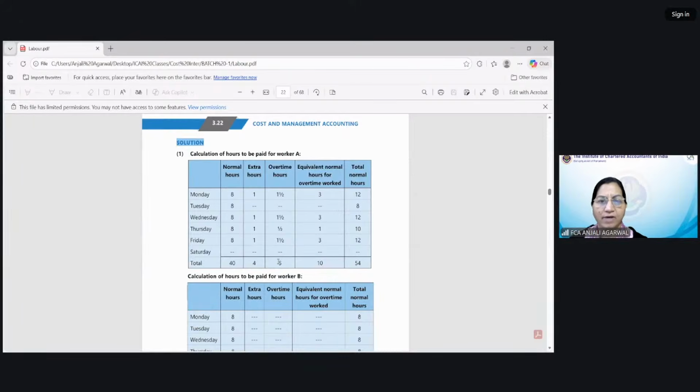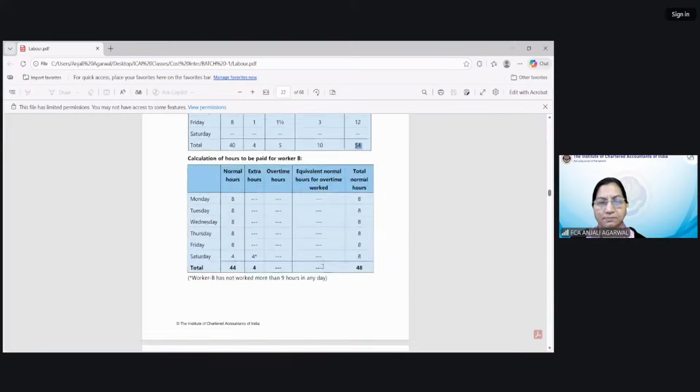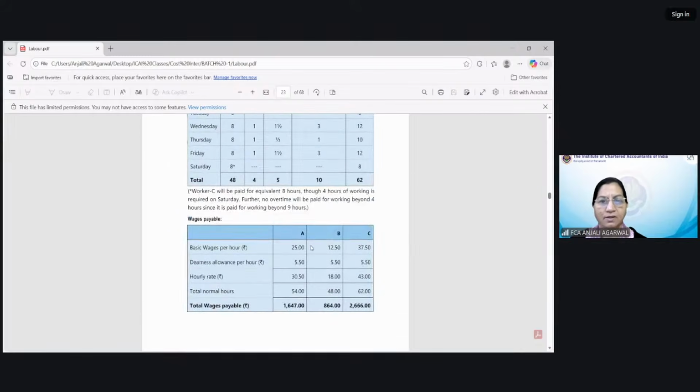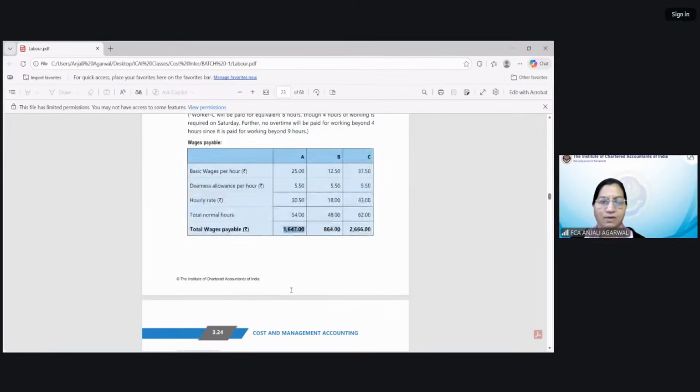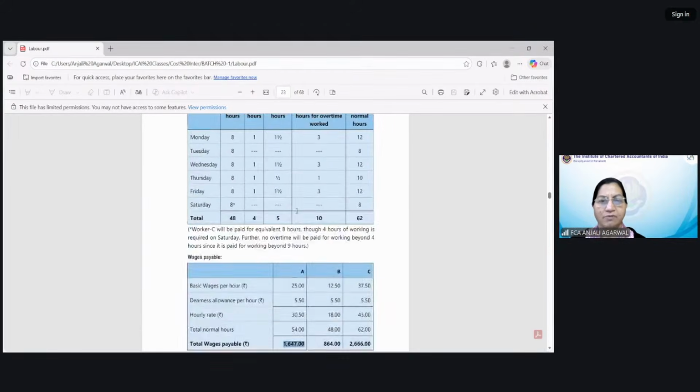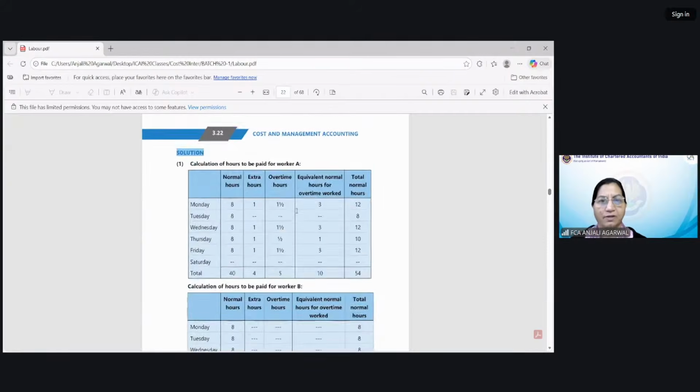So we have seen 5 hours overtime, which will be treated double, 10. So he will be paid 40 hours for this 4 hours, and this equivalent to 10, he'll be paid for 54 hours. So basic rate is 25 rupees per hour. DA is 5.5. So he's paid at the rate of 30.5 for 54 hours. So his total wages will be 1647. Okay. This is how you have to calculate the wages of each of the workers.